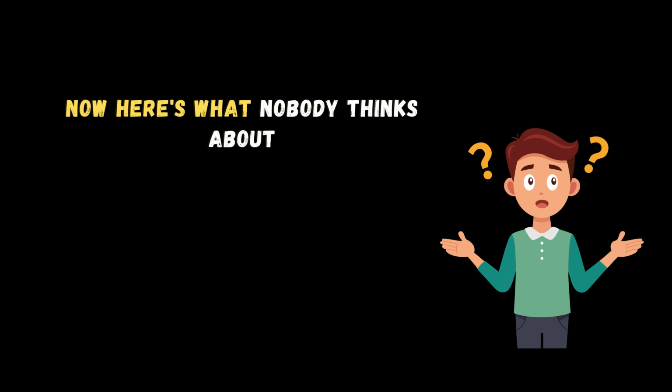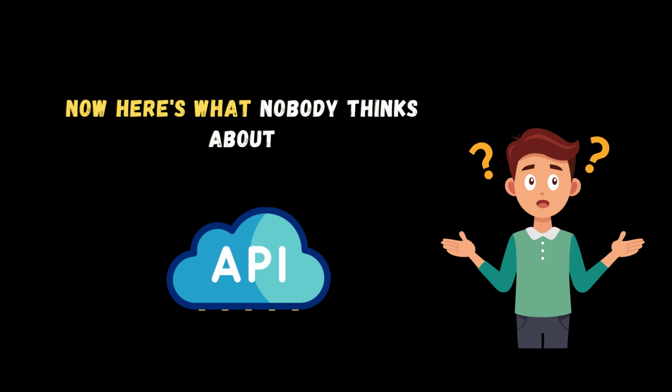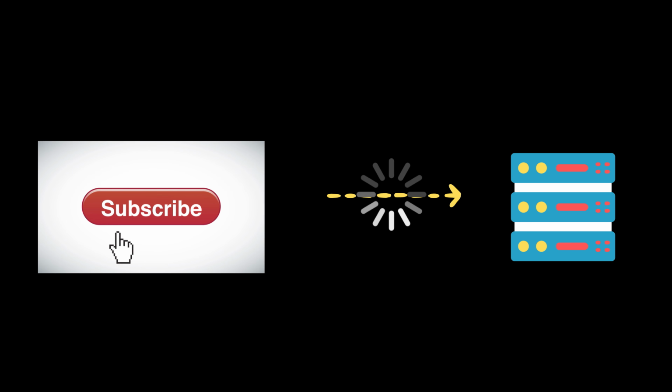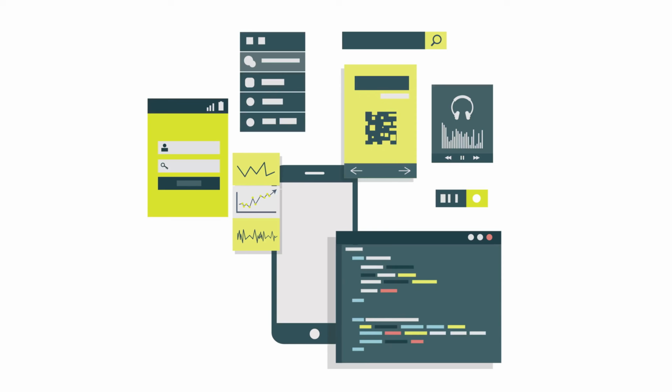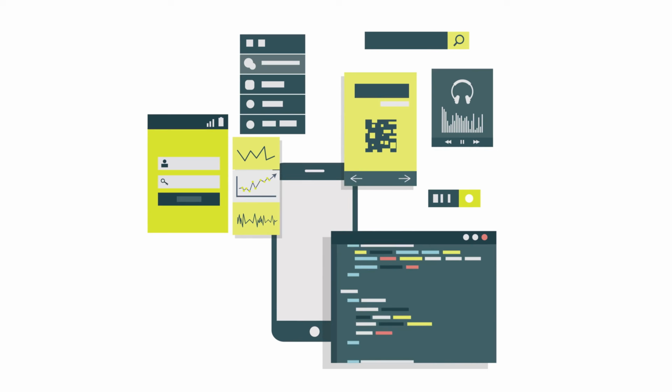Now, here's what nobody thinks about when they build their first API. They think about the happy path. They think about their own tests. In a perfect world, user clicks button, server processes request, sends response, done. But production is chaos with a smile.